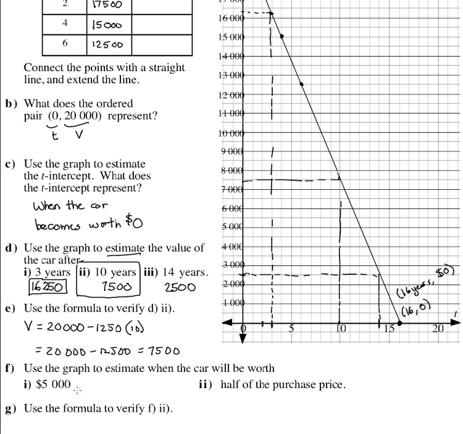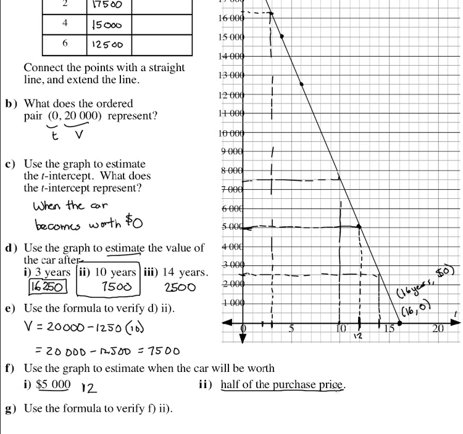Now they have us work backwards. Use the graph to estimate when the car will be worth 5,000 bucks. Here's our value line here. 5,000 bucks is right here. Where's our line? Right over, right about there is where we hit the line. What time is it now? Here. What is that, 10, 11, 12 years? Looks like it'll take about 12 years for the value of the car to depreciate down to 5,000 bucks.